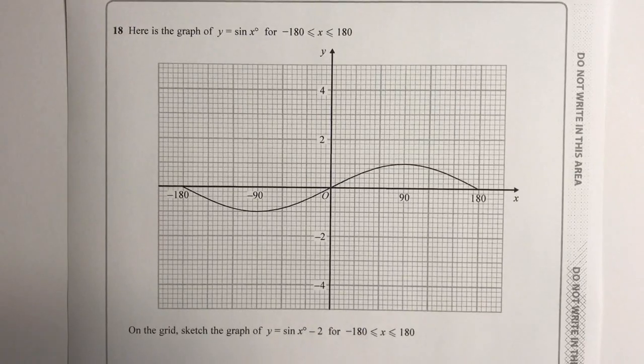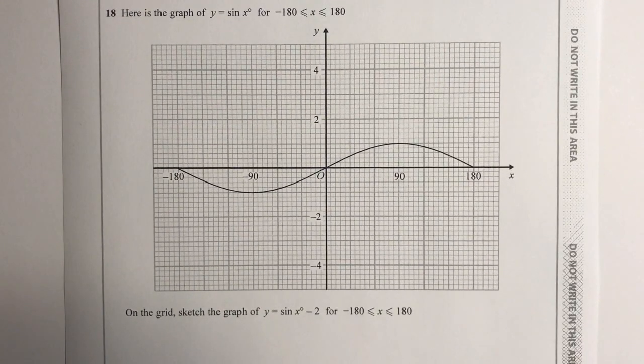Okay, so let's move on then to question number 18. I think this is one where it's kind of hit or miss really. You might get marks for this if you remember that if you're going to draw the grid of sine of x degrees minus 2, it just means all the values are 2 lower because we're minusing 2.